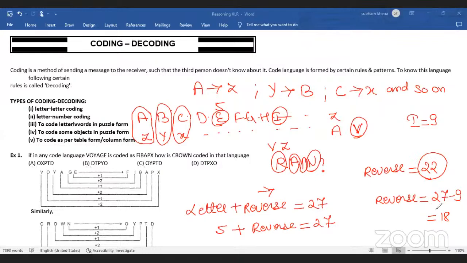Now, which is the code for 18? I'll give you a logic for this also, how to find which letter has the code 18. Don't worry, I'll be giving you that. But for the time being, can anyone tell me which letter has the code 18? Anyone?